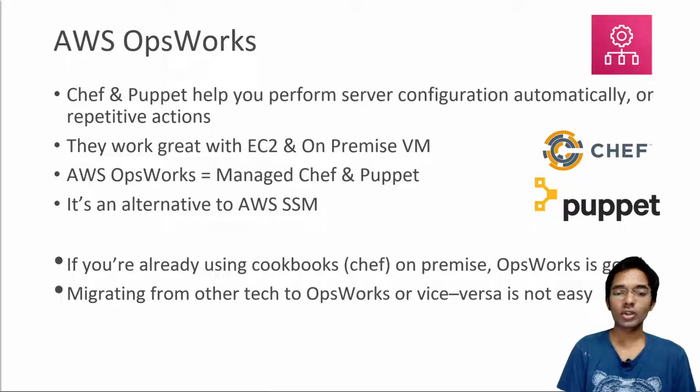So the exam is super simple on these topics. If you are using cookbooks, which are the Chef things, on premise, then OpsWorks is a great fit. But if you are trying to migrate from another technology to OpsWorks or vice versa, then it's really not easy, and OpsWorks doesn't give you any more benefits than, say, Beanstalk or SSM. So really, if you have Chef and Puppet on premise and you want to quickly migrate your application onto AWS, then AWS OpsWorks is going to be a great fit.